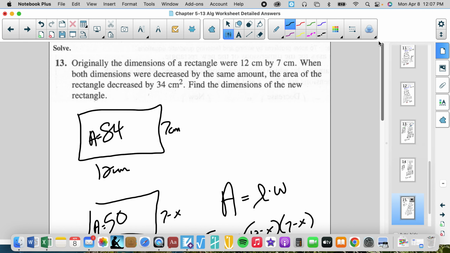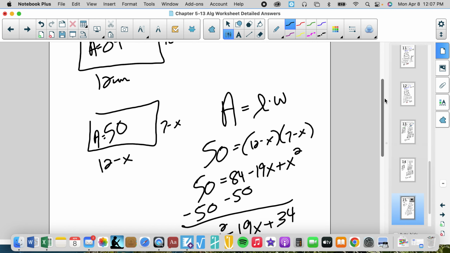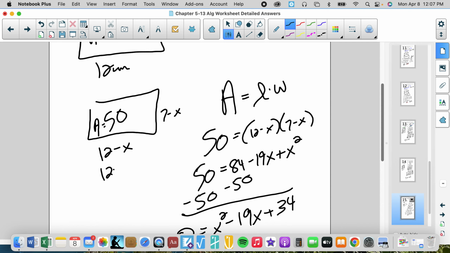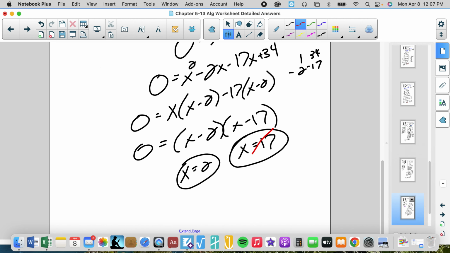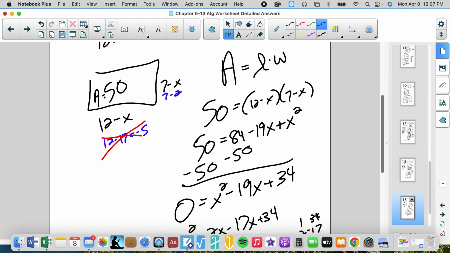So let's check it out. Let's plug it in. x can't be 17, because if you do 12 minus 17, you're going to get negative 5, and distance can't be negative. So that's a no-go. Let's try x is 2. So 7 minus 2 equals 5. And 12 minus 2 equals 10. And 5 times 10 is 50.